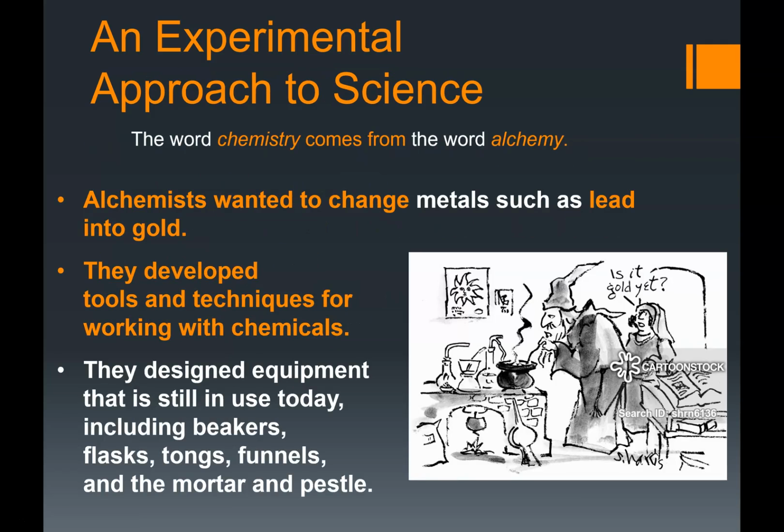The word chemistry comes from the word alchemy. Alchemists were prevalent in medieval times. They wanted to change metals like lead into gold. Alchemists were responsible for developing the tools and techniques for working with chemicals. They actually designed a lot of equipment that's still used today, like beakers, flasks, tongs, funnels, and the mortar and pestle.